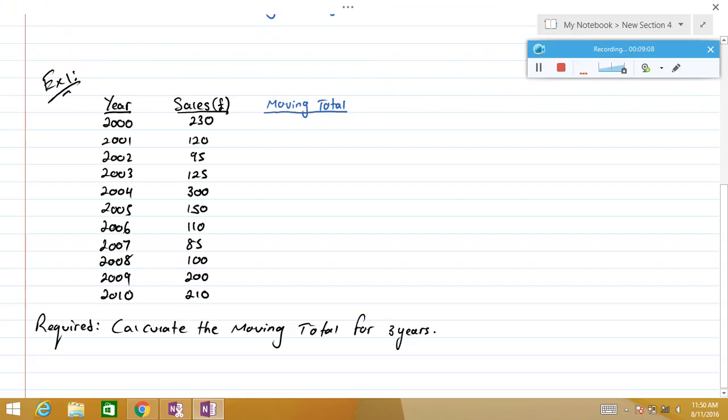So the moving total, how much do you get? 445, am I right? Very good. Where should we put the 445? That's the question. On 2000, or 2001, or 2002? Find the center value. When you total up for 3, the center is 2001. So we put 445 at 2001. Very good.